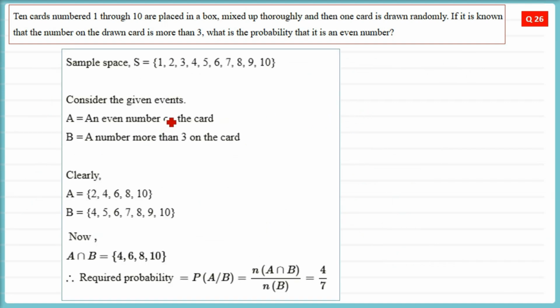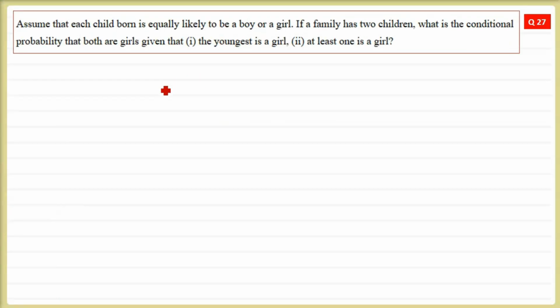I hope you'll be able to do it by yourself because this question has been taken in the previous discussion also. Assume that each child born is equally likely to be a boy or a girl. This is a similar question, but for those who have not understood or want some recall: equally likely means 50% chance of a girl or boy being born. If the family has 2 children, what is the conditional probability that both are girls given that the youngest is a girl, or at least one is a girl?